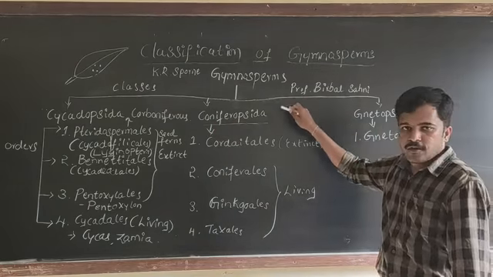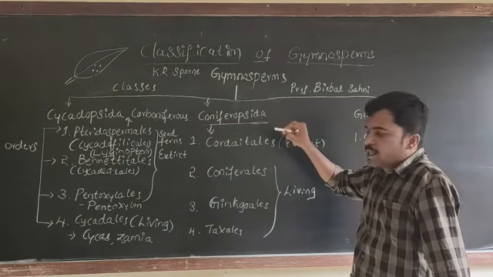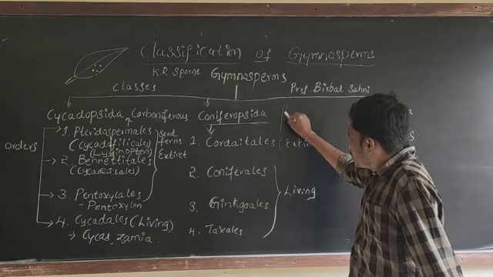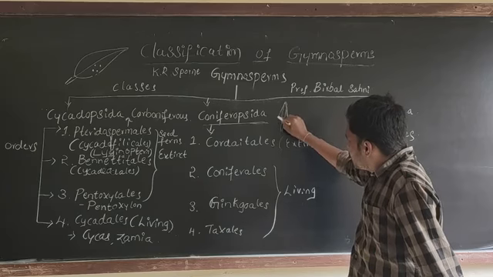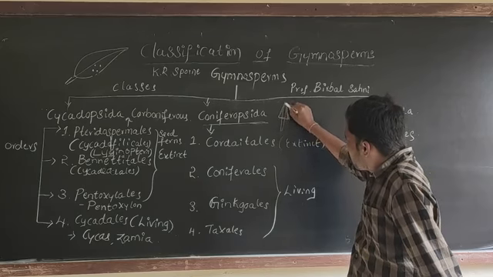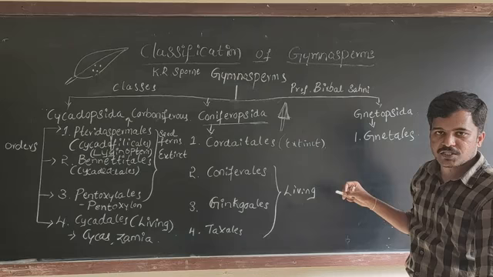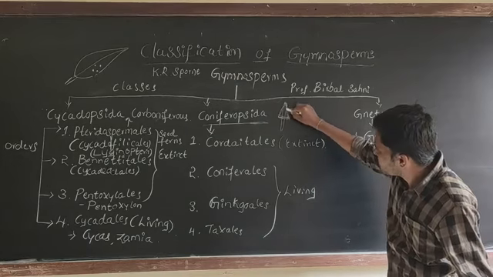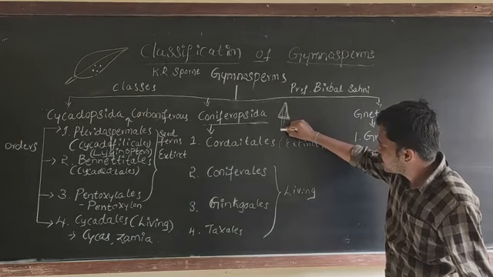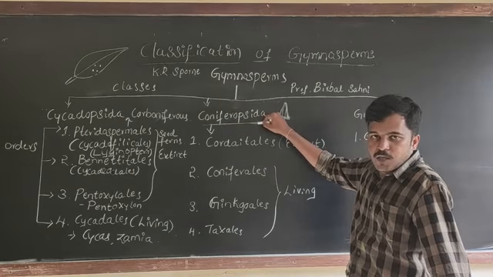Why is this class known as Coniferopsida? Here the plants or trees have, above the stem, the leaf bearing part, a cone shaped structure. The leaf bearing part is cone shaped. That's why these plants belong to the class Coniferopsida.